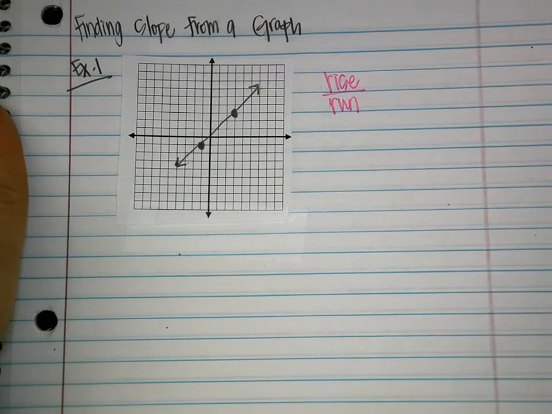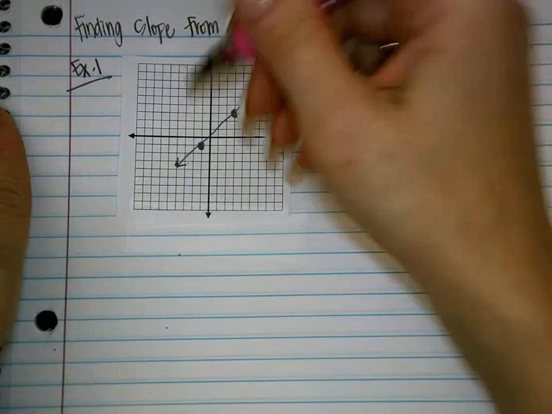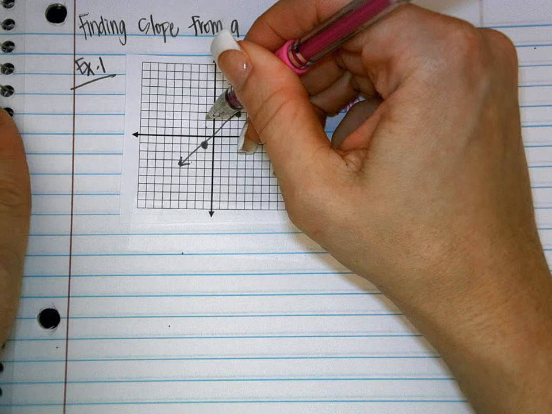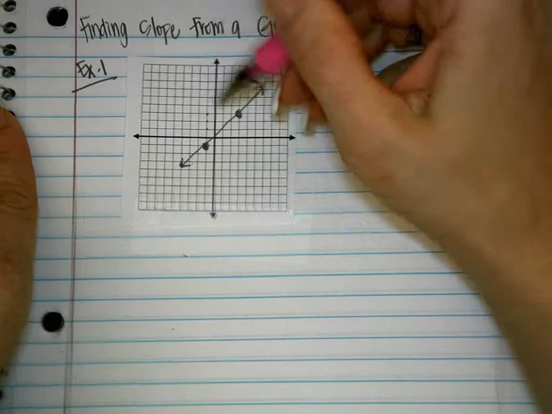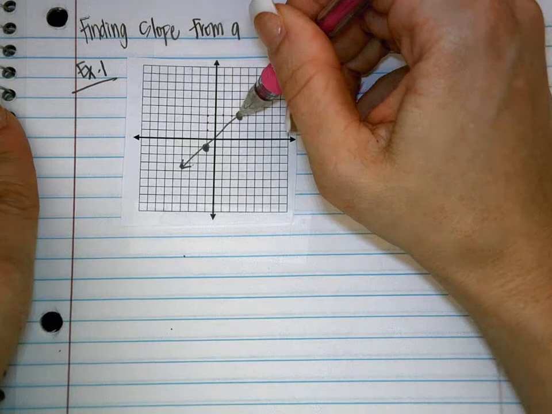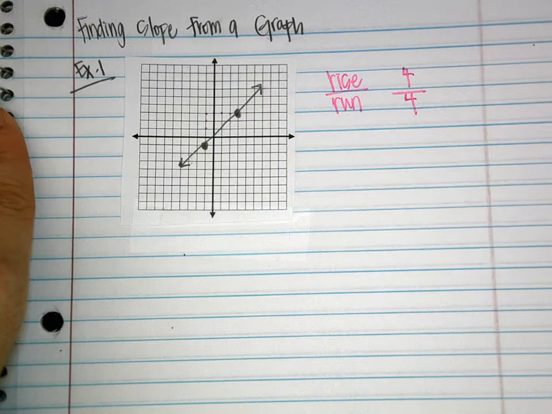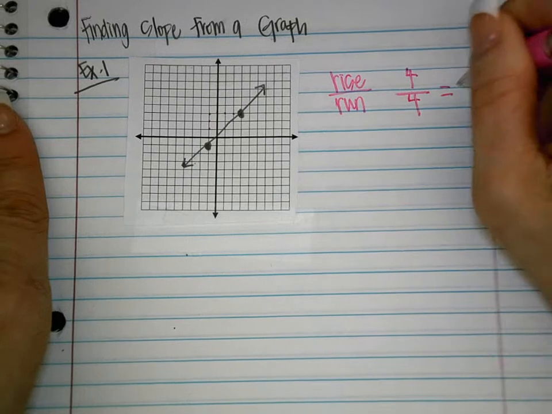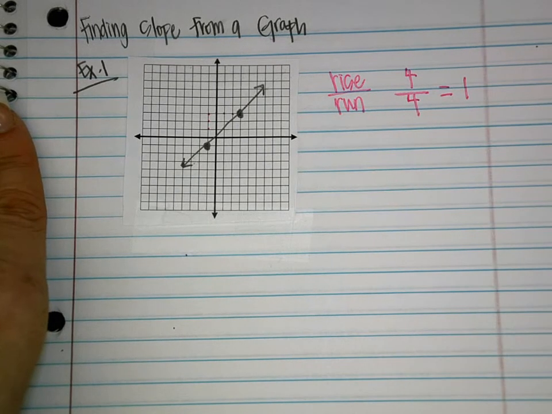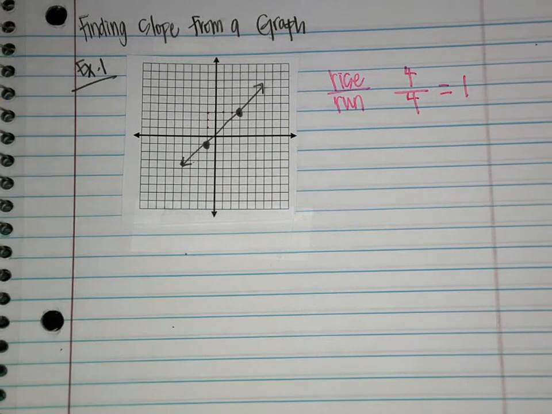Okay, so literally you're going to count how far you go up and how far you go over. So you'd go up 1, 2, 3, 4, up 4, over 1, 2, 3, 4. Up 4 over 4. You should reduce. What does that reduce to be? 1. Slope of 1. That's it. Okay, we're literally just counting the slope.